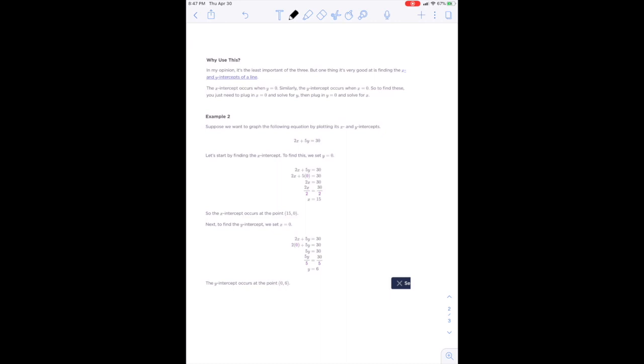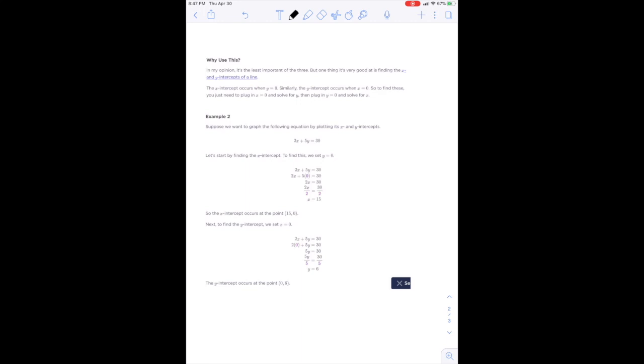So the x-intercept occurs when y equals 0, and the y-intercept occurs when x equals 0. So to find these, you just need to plug in x equals 0 and solve for y, and then plug in y equals 0 and solve for x. As I taught you back at the beginning of the year, if you have your pencil, you can just cover up the x and the y to find the other.